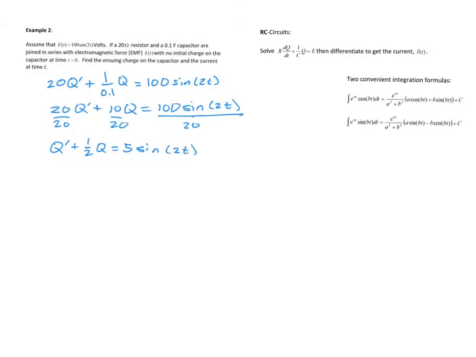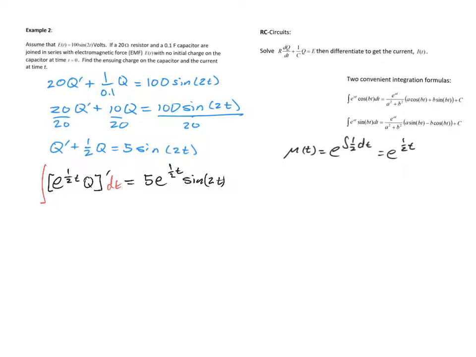And our integrating factor this time around is just mu of t is e to the integral of 1/2 dt. So that's just e to the 1/2 t. Once again, we multiply it in and rewrite this as a derivative of a product. So this is e to the 1/2 t times Q that we're differentiating is equal to 5 e to the 1/2 t times the sine of 2t. And we now integrate this with respect to t on both sides.